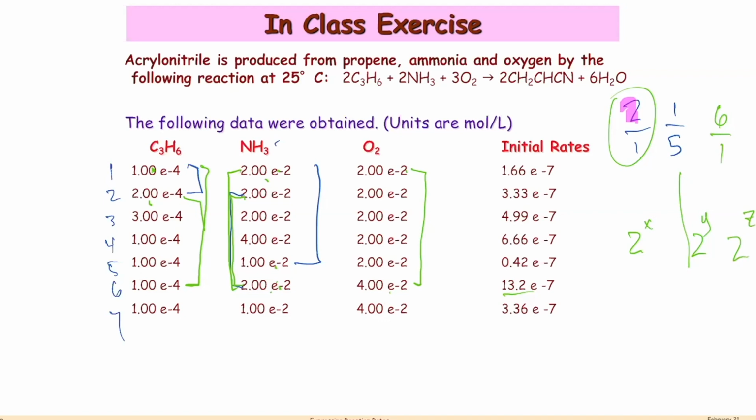Okay, so let's work on the propene. The propene will be 3.33 times 10 to the minus 7 over 1.66 times 10 to the minus 7. That's just 2 is equal to 2 to the x. Since this is 2 and this is 2, x is equal to 1. You can do that off your head. That's what makes it easy.